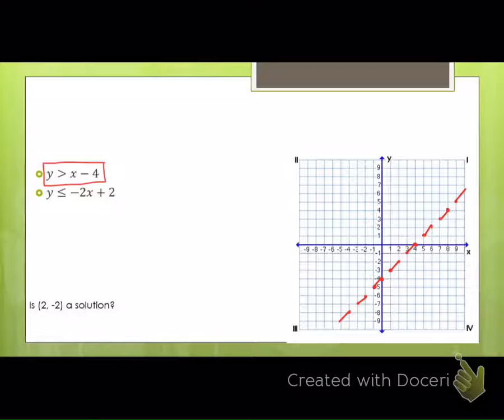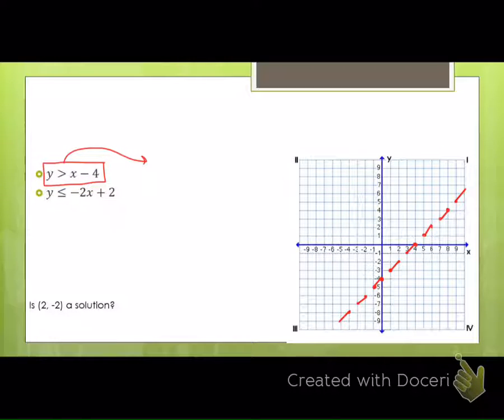So we're going to try this with and without a test point here. So let's make a guess. This sign means greater than. With a greater than, are you going to shade above or below the line? If it's greater than, do you think you'll shade above or below? Above. So what's a point that you think is above this line?